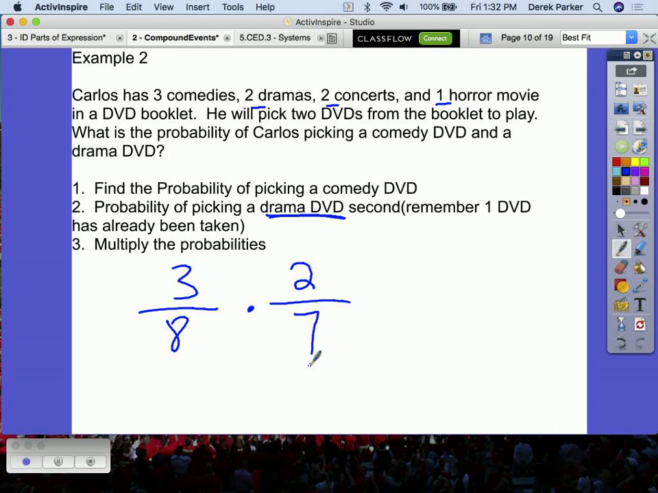Now we just multiply the probabilities, and you get 6 over 8 times 7, 56. Common factor is 2. 3 over 28.